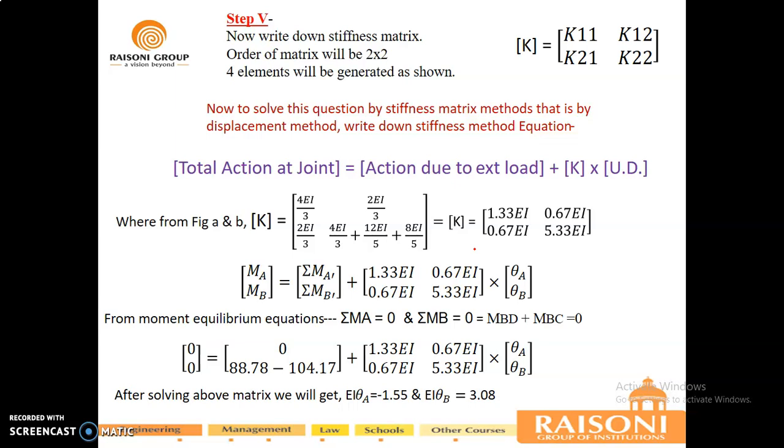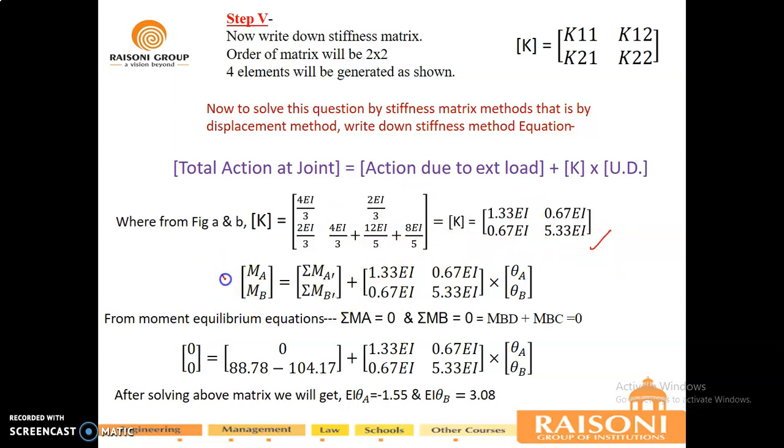Now to solve this by the stiffness matrix method, that is by the displacement method, write down the stiffness equation. The total action at joint is always equal to action due to external loading plus stiffness matrix into unknown displacements in the entire structure. So K11 is 4EI upon 3, K12 is 2EI upon L, K21 is 2EI upon 3, and K22 is the summation of all three moments: 4EI upon 3, 12EI upon 5 plus 8EI upon 5. Calculating the values, you will get this stiffness matrix.